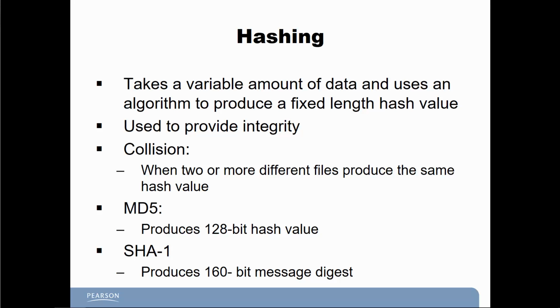Collision is when 2 or more different files produce the same hashed value. That sometimes does occur. We have 2 main types of hashing. We have MD5, which produces a 128-bit hash value, and we have SHA-1, which produces a 160-bit message digest hash. So the big question here is they look similar, but how are they different? Their diagrams include chunks of bits and bit rotations, XORs, and special features.